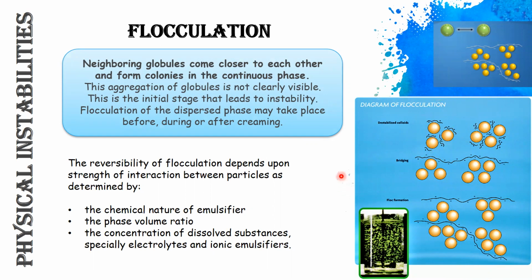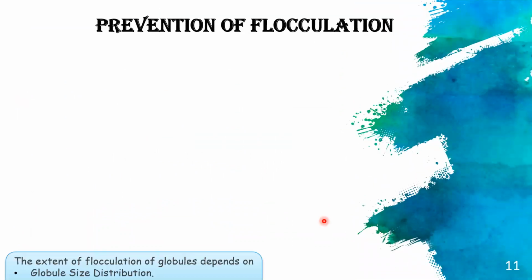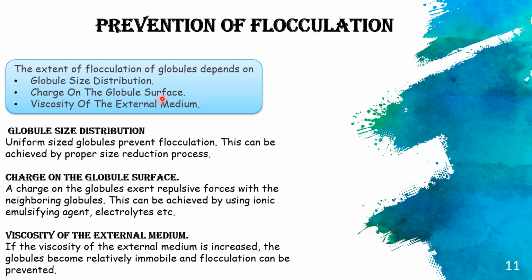The reversibility of flocculation depends upon the interaction between the particles, and it can be determined by the chemical nature of the emulsifier, the phase volume ratio, and the concentration of dissolved substances, especially the electrolytes or the ionic emulsifiers. So how can we prevent flocculation? It can be prevented by globule size distribution, charge on the globule surface, or the viscosity of the external medium.